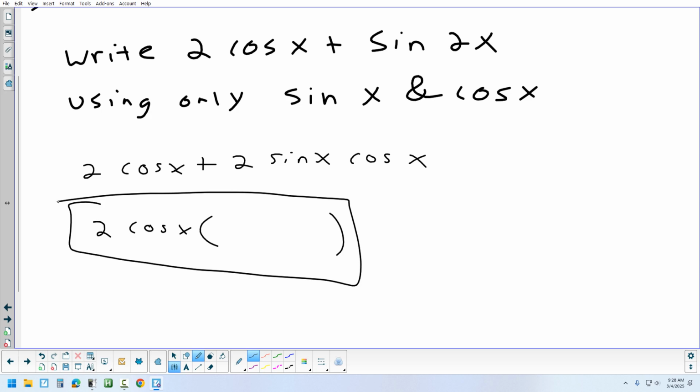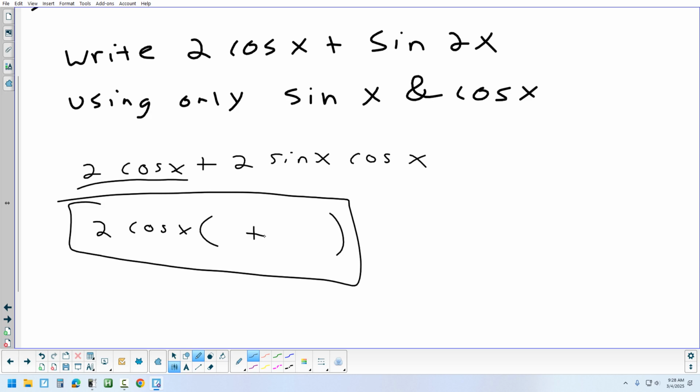Sine x. No, if I put sine x back inside here, and then I distributed 2 cosine x times sine x, I would have lost this term. So we have to put something in here so if we distribute back out, we get 2 terms back. So that means you need 2 terms in here.